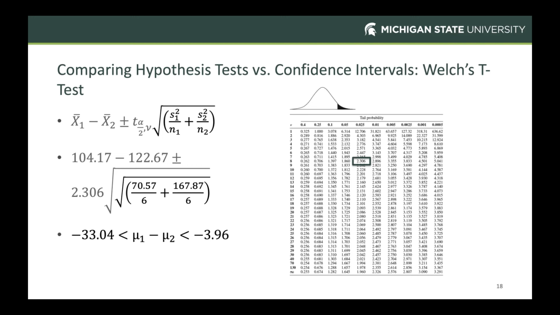In this case, though, we'll still find that the confidence interval does not include 0. And since it does not include 0, we're going to reject the null and again claim that we do have a difference in this case. Okay.